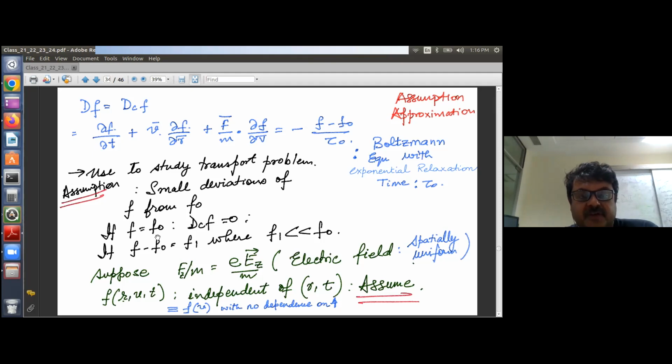So note that if f is equal to f0, df/dt collision is equal to 0, because this term is going to become 0, right? If the distribution function is already the equilibrium distribution function, then there is nothing for it to decay to. It is already at f0. This will be 0, and then again you will have the general distribution function, the df equal to 0, right?